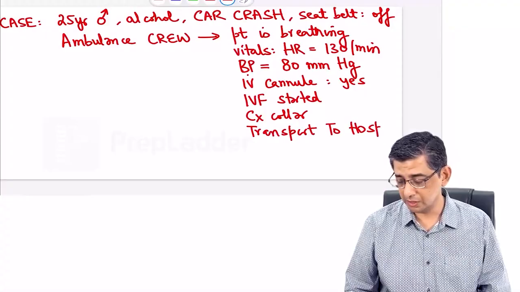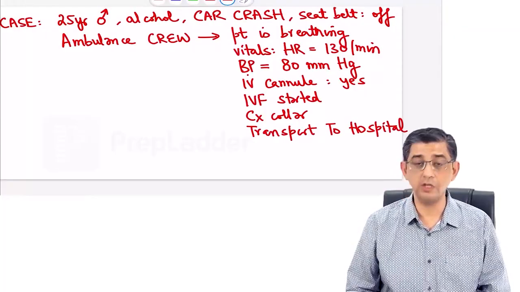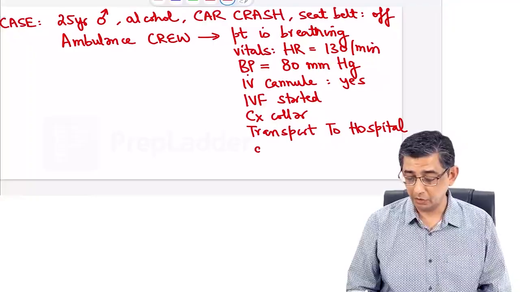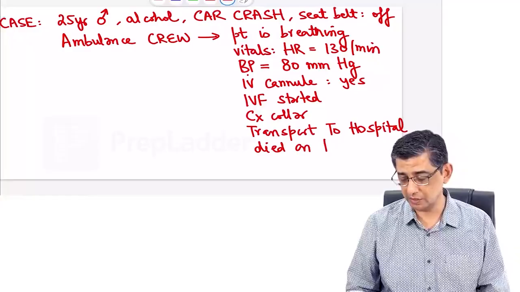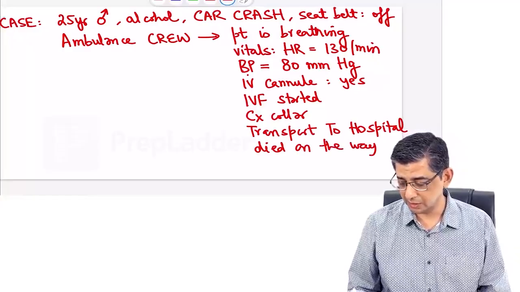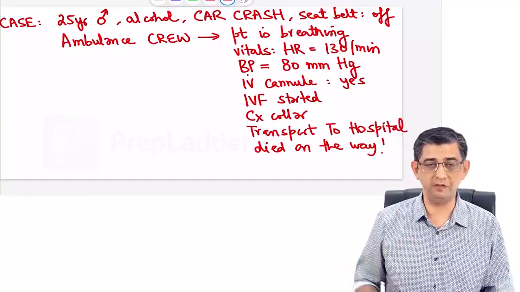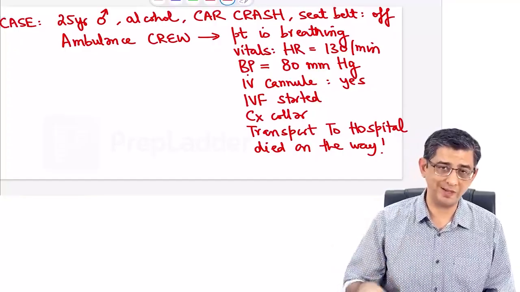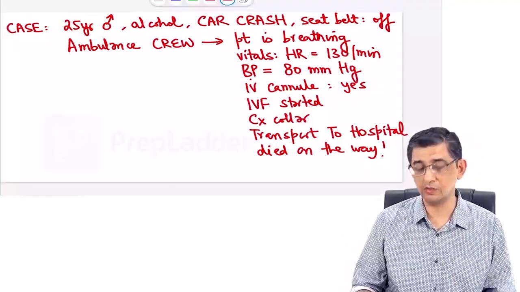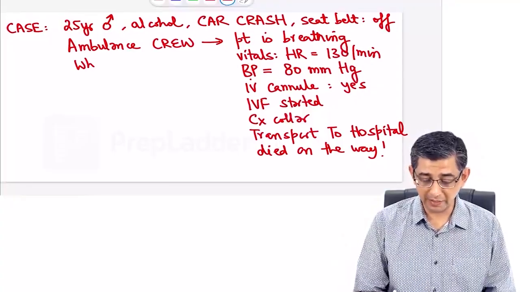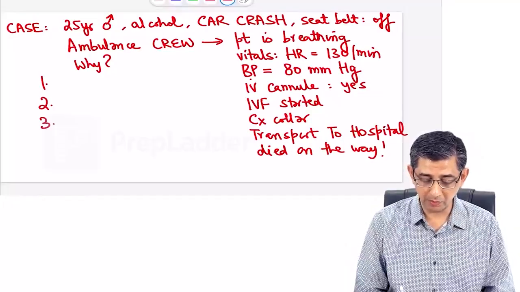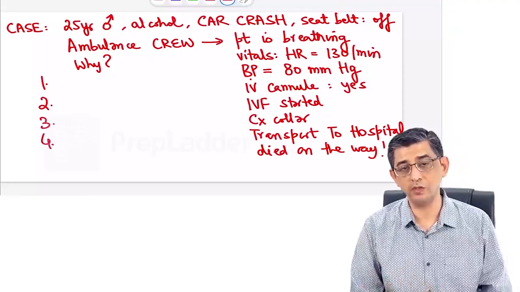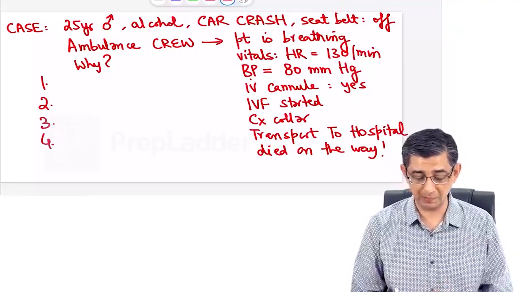But unfortunately, when this person reached the hospital, either he was dead on arrival or died on arrival to the hospital, or within few minutes of arrival to the hospital, whatever be the scenario. The question that came in the exam was about 4 to 5 lines. He described the accident scene, he described the vitals of the patient, and then he asked, why did this person die? Now, obviously, one of the causes can be direct trauma to the heart and cardiac tamponade, but let's look at the actual options that came in the exam.